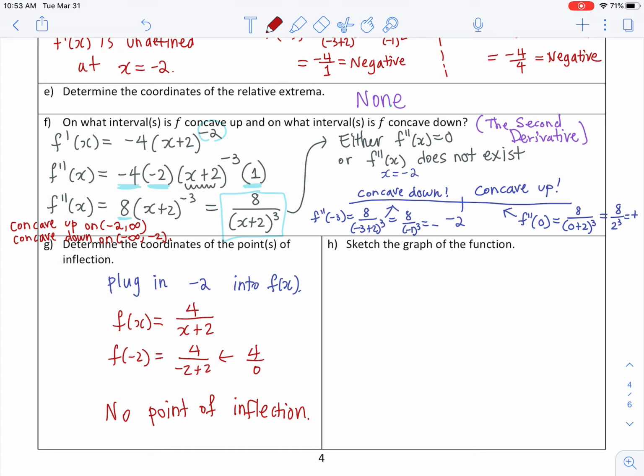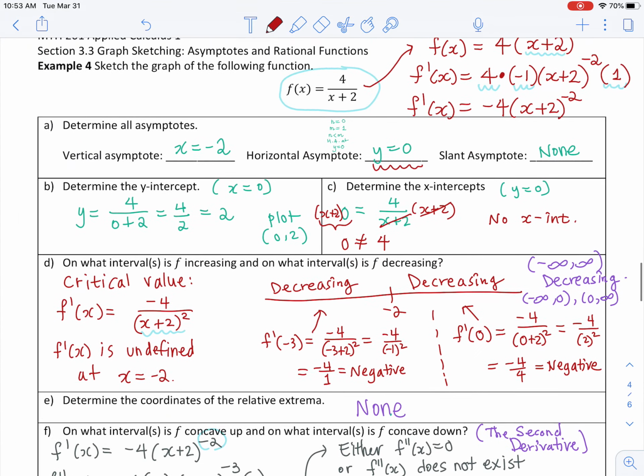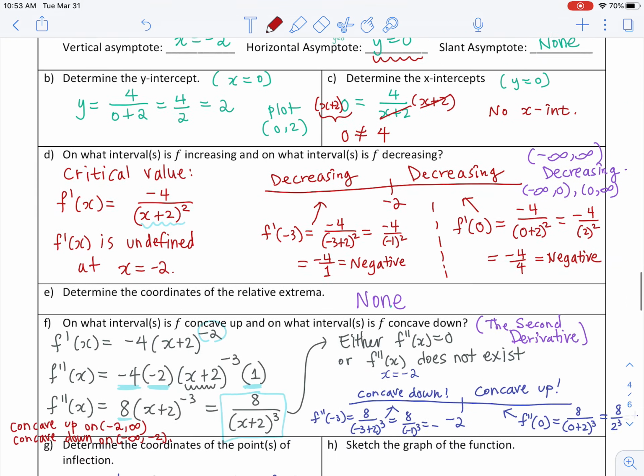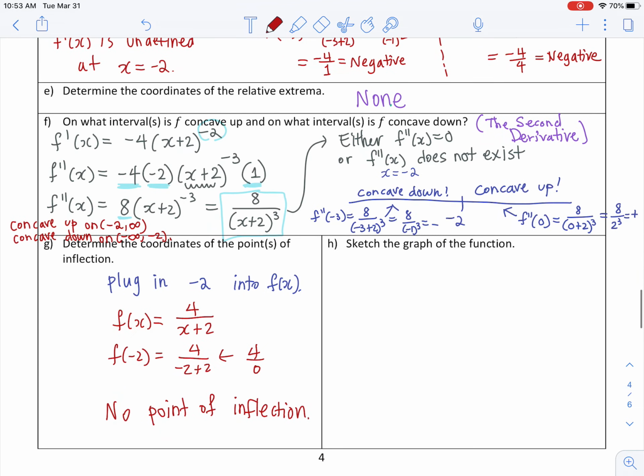I'm sad because the concavity changed, so I wanted to call that a point of inflection, but there is no way for us to plot a point at x equals negative 2. In fact, x equals negative 2 is where we're going to have our vertical asymptote. So we don't have a point of inflection for this function.